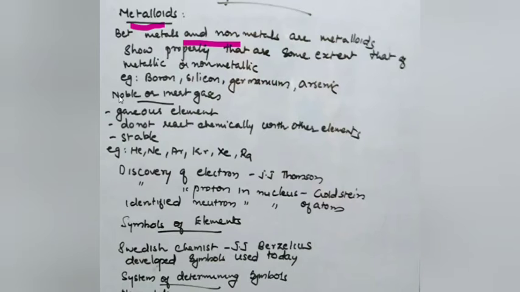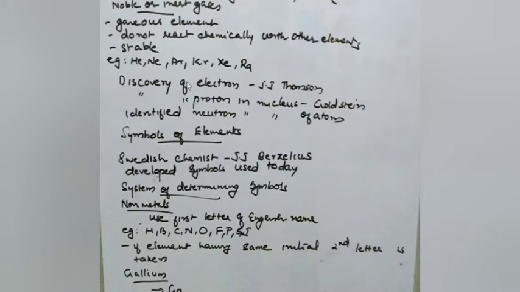Then coming next, it is the noble or inert gases. As the word itself represents, they are gaseous elements. They do not react chemically with other elements, hence they are stable. The commonly occurring inert gases are helium, neon, argon, krypton, xenon, radon. Discovery of the electron: some scientists and their discoveries are given here. The electron was discovered by J.J. Thomson, the proton in the nucleus by Goldstein, and the neutron in the nucleus of the atom was also identified.